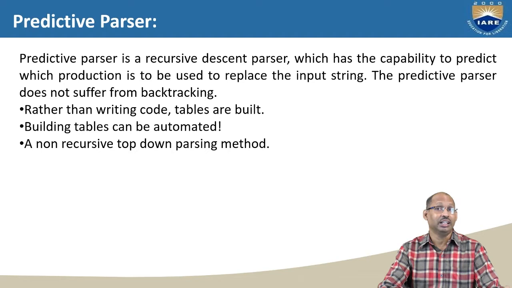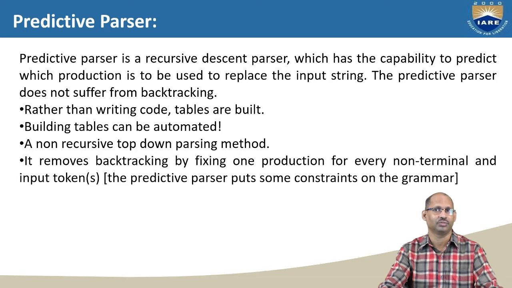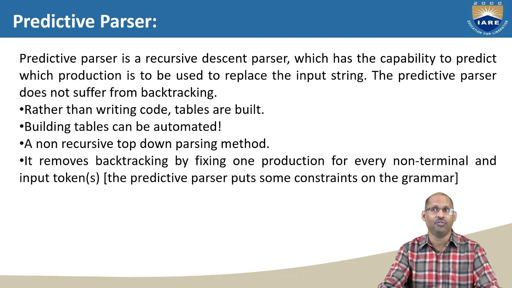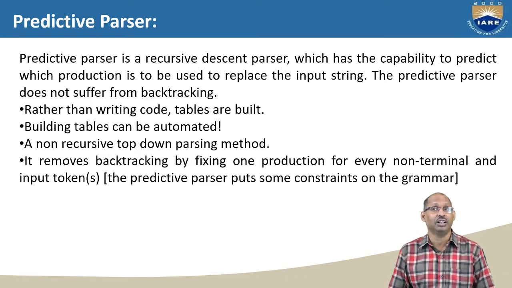It is a non-recursive top-down parsing method. It removes the backtracking by fixing one production for every non-terminal and input token. The table consists of rows and columns with the non-terminals and terminals. In that table, we specify which production we have to use for the combination of the non-terminal and terminal.